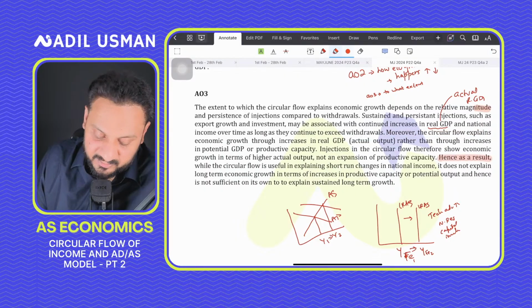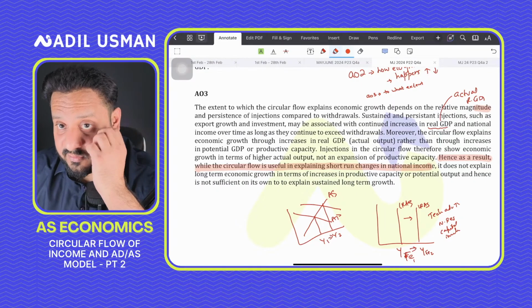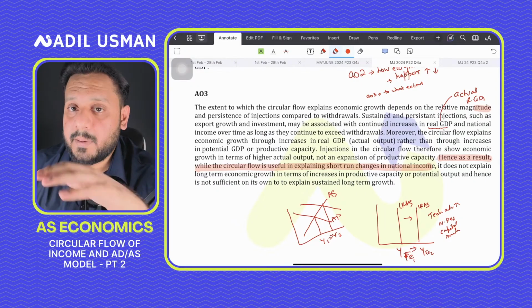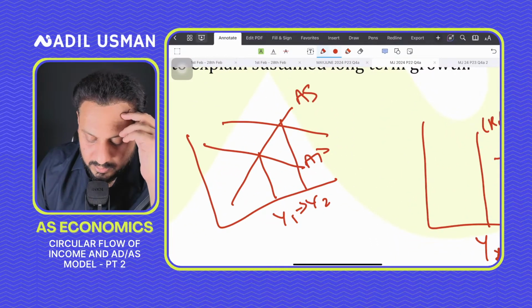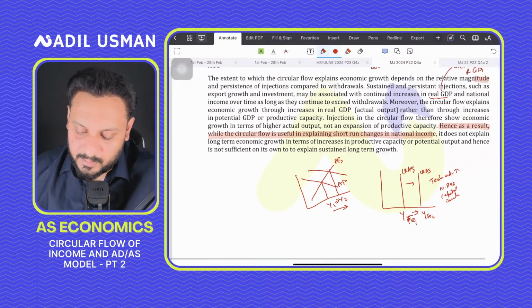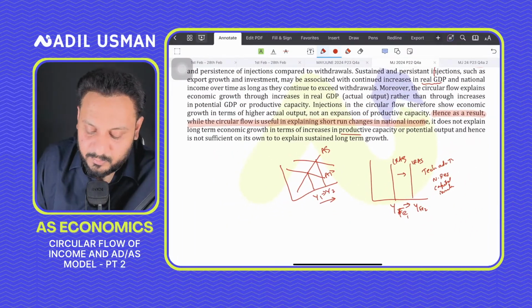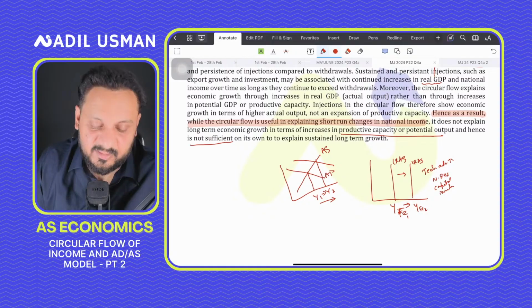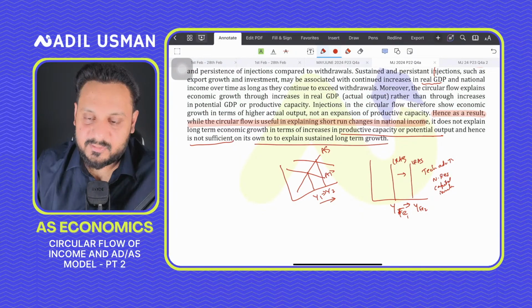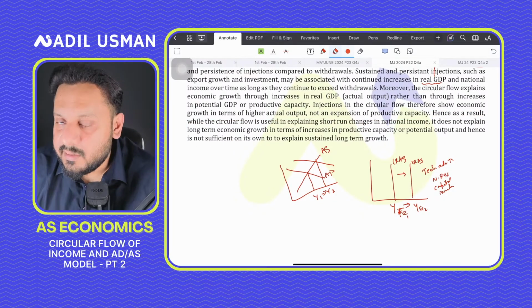Hence, as a result, while the circular flow is useful in explaining short-run changes in national income, it is very much useful to explain short-run impacts on real GDP, because these are short-run impacts. When you're moving from Y1 to Y2, this is a short-run impact on real GDP. It doesn't really explain the long-term economic growth in terms of increase in productive capacity or potential GDP, and hence is not sufficient on its own to explain sustained economic growth. So circular flow of income is not really sufficient to explain.